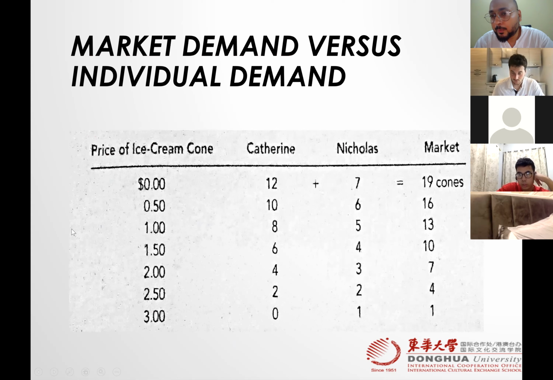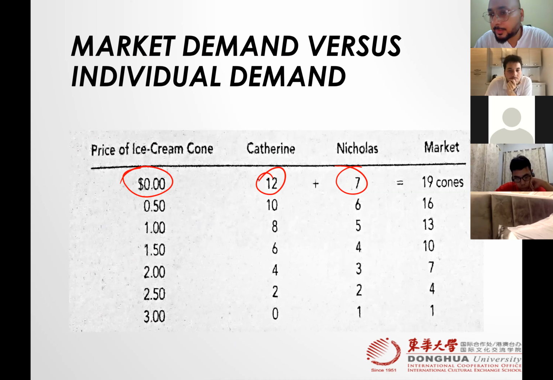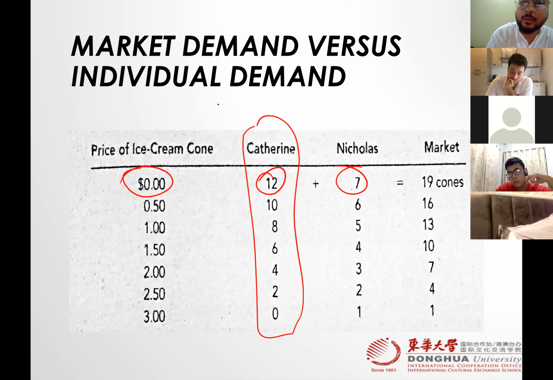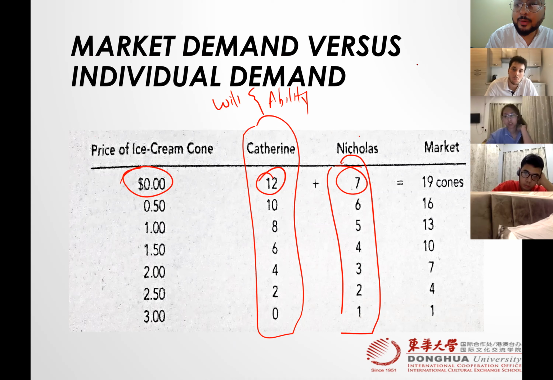So here we go. What if we have Nicholas? One more customer in the market, but you see, if the price is 0, he can only digest 7, but Catherine wants to buy 12. Sorry, not 20, 12. So Catherine's demand is down to her own will and ability. Nicholas' demand has to do with his own will and ability.